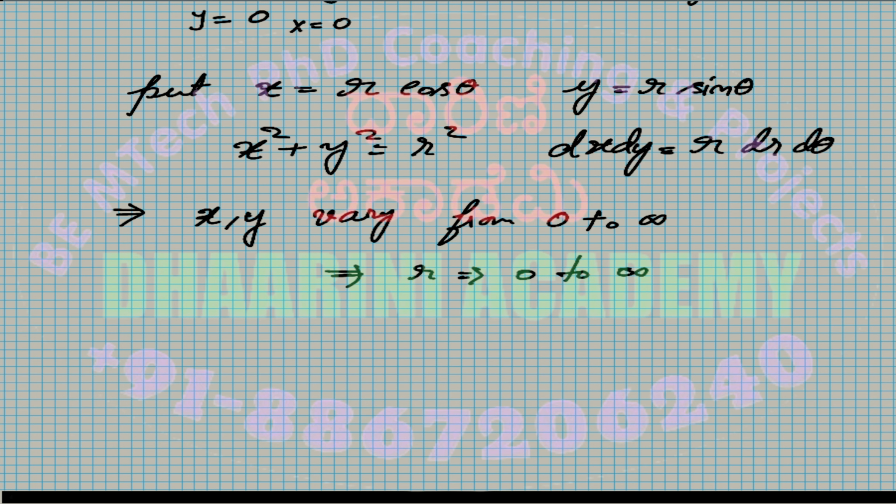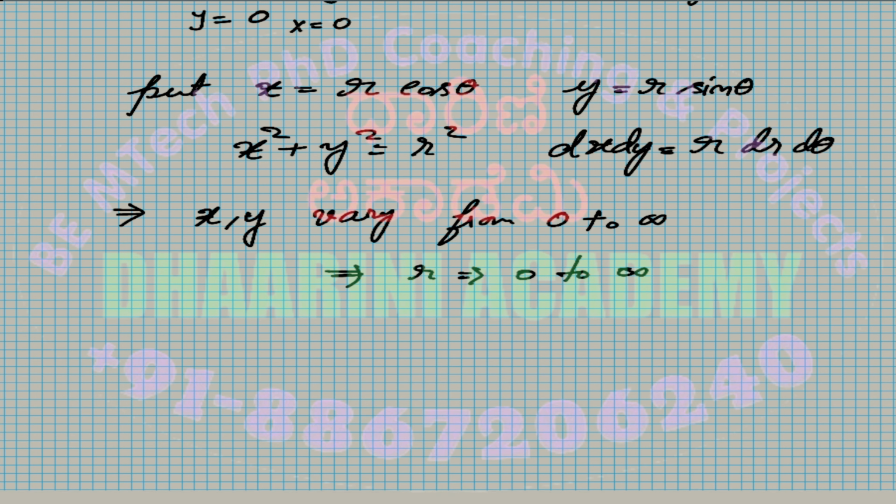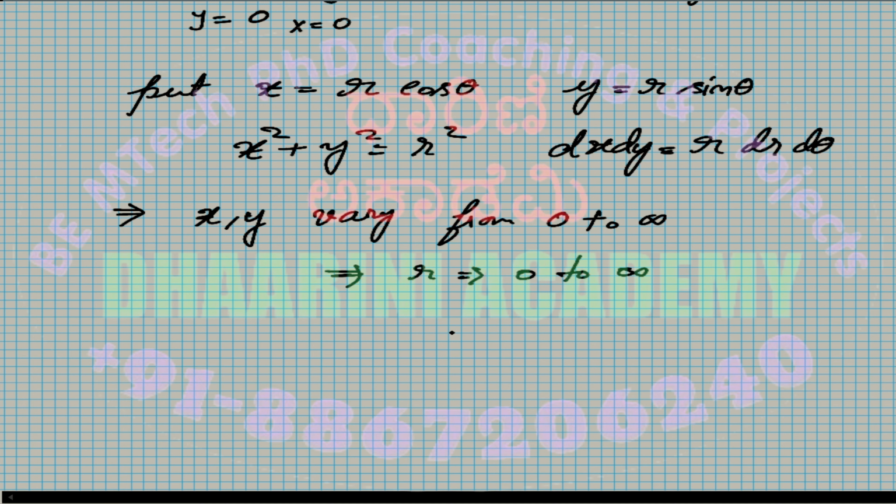Now you know this is covering the complete first quadrant. x is 0 to infinity, y is 0 to infinity, which means it is the complete first quadrant, isn't it? r might change, it doesn't matter, but you still have to cover the complete first quadrant. So what is the range of theta? You already told me, 0 to pi by 2.